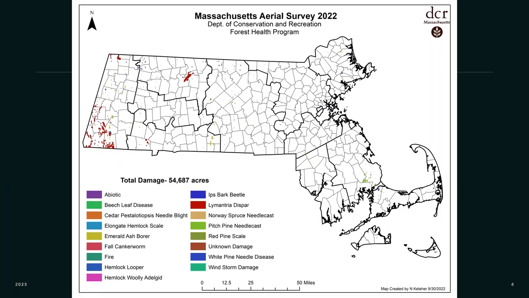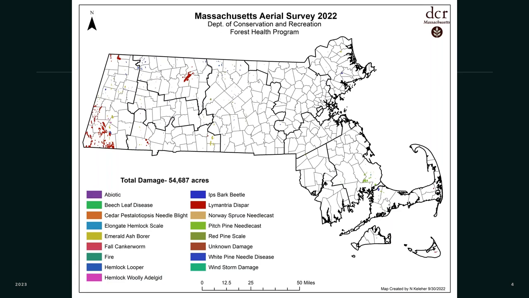And so we do a lot of these different projects, but one of the big ones we do every year that helps guide what we do over the course of a year and gives us some good hard data is our aerial survey. So myself and one of the other foresters get up in a tiny little Cessna plane and fly grid lines across the entire state and map everything we see that looks unusual.